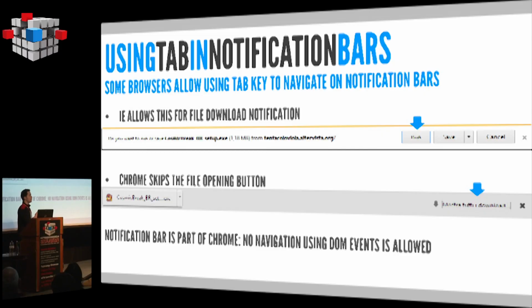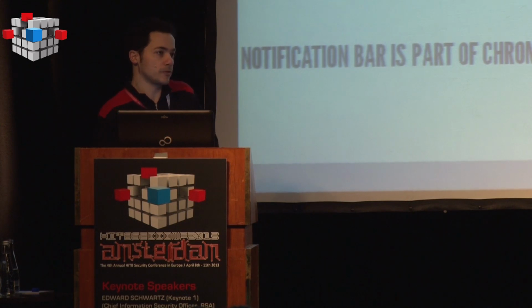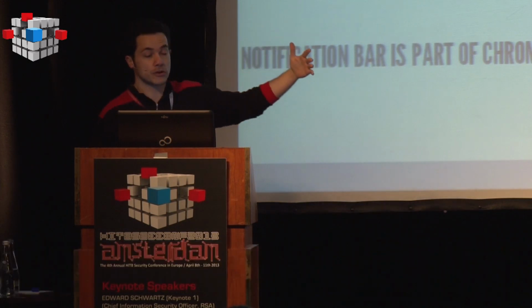A third problem, using tab in notification bars. Some browsers allow using the tab key in order to navigate among the different options, different buttons provided in the notification bar. For instance, the file downloading notification bar again. Internet Explorer allows you to press tab to switch between Run, Save, Cancel options. Google Chrome is a little more secure because in this navigation process it skips the file opening button. As I said before, the notification bar is part of Chrome, so no interaction is provided using JavaScript. You can't generate fake events in order to simulate navigation among buttons.